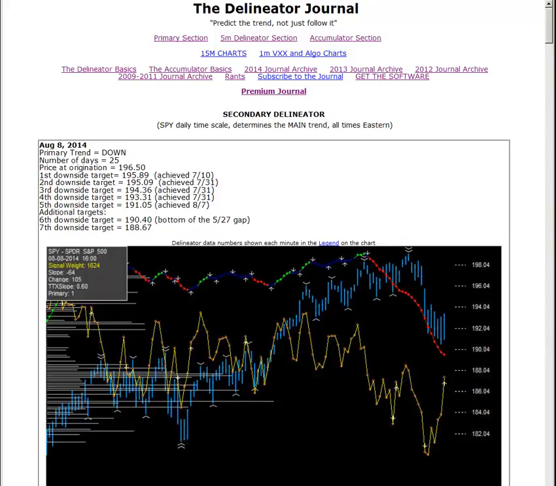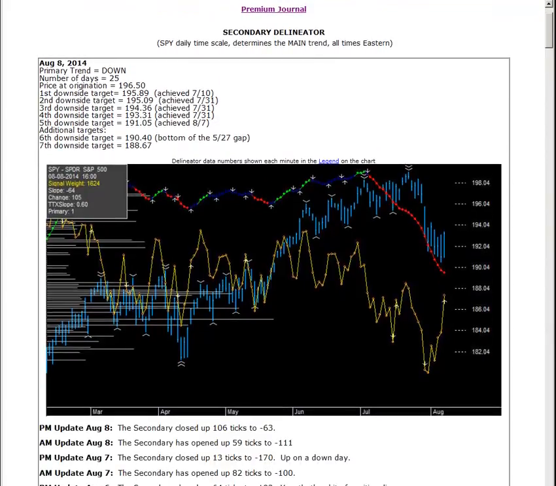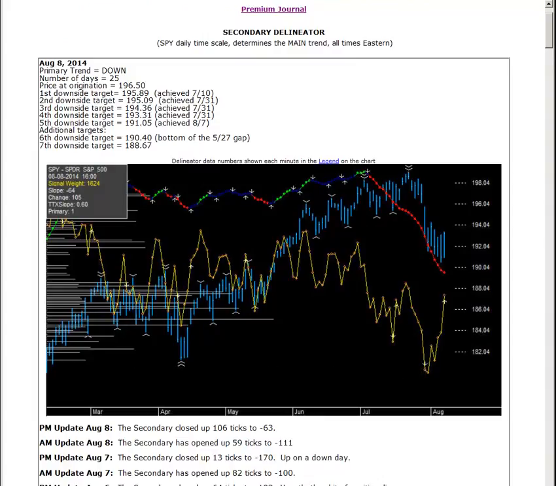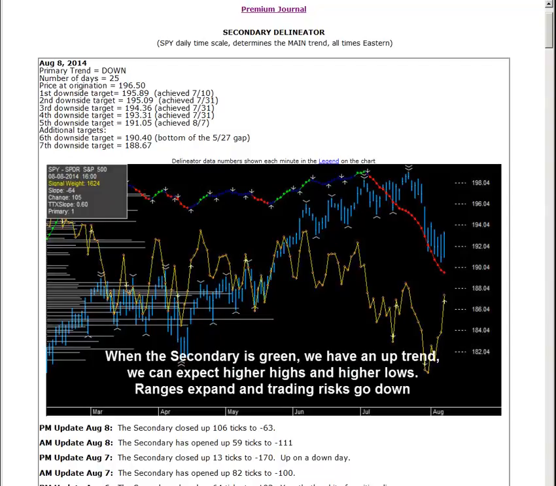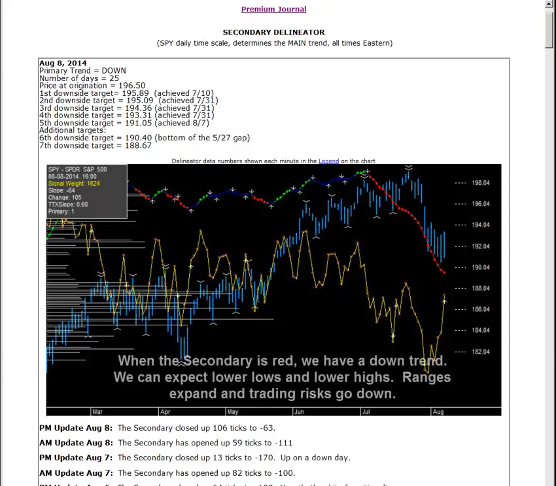At the very top section is the secondary delineator, and let me scroll down so you see the entire frame. The secondary delineator is the daily time frame, and it identifies the main trend. When the secondary is green, we have an uptrend. We can expect higher highs and higher lows during a cycle, and range will expand. The secondary is red when we have a down cycle, and in a down cycle we can expect lower lows and lower highs and range expansion.